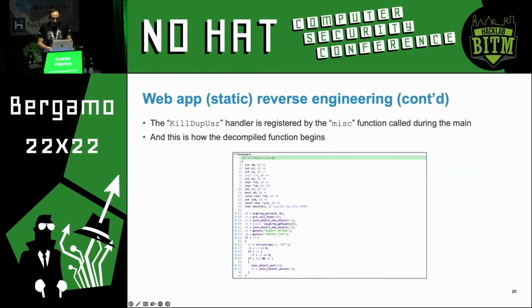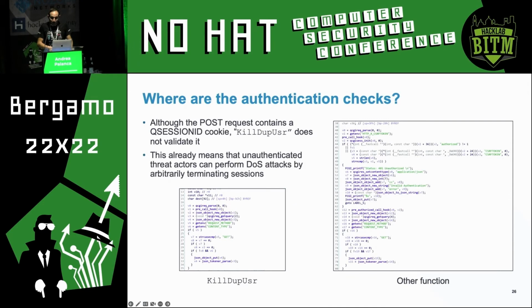But where are the authentication checks? Although the POST request contains the QSESSIONID cookie, kill_duplicate_user does not validate it. You can clearly see it while comparing this function with others defined in the binary, where both checks on the session cookie as well as on the anti-CSRF token are present. This already means that an unauthenticated attacker can perform denial of service attacks by arbitrarily terminating sessions.